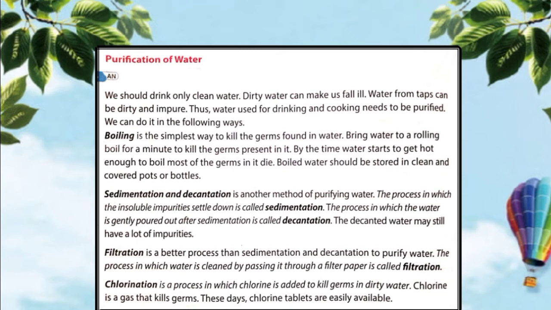Chlorination is one of the methods of purifying water. It is a process in which chlorine is added to kill germs in dirty water. Chlorine is a gas that kills germs. And these days chlorine tablets are easily available that we can use to purify our water.